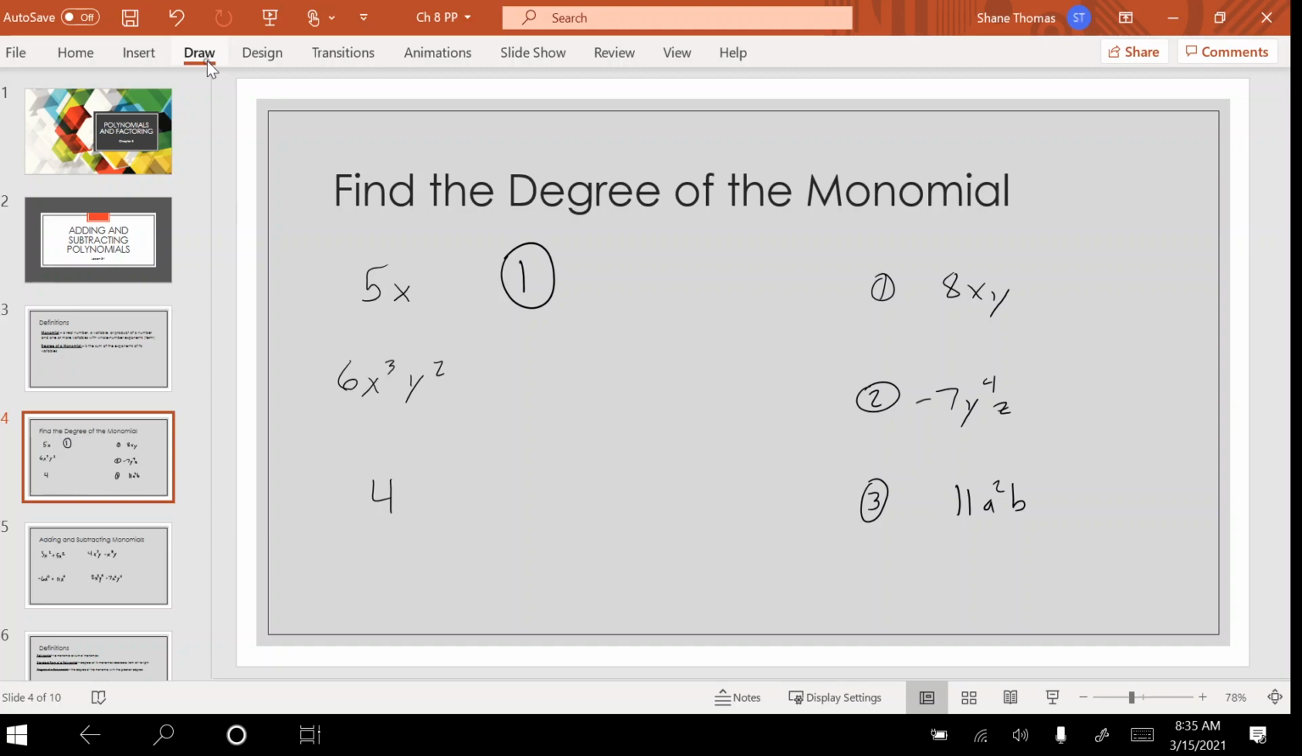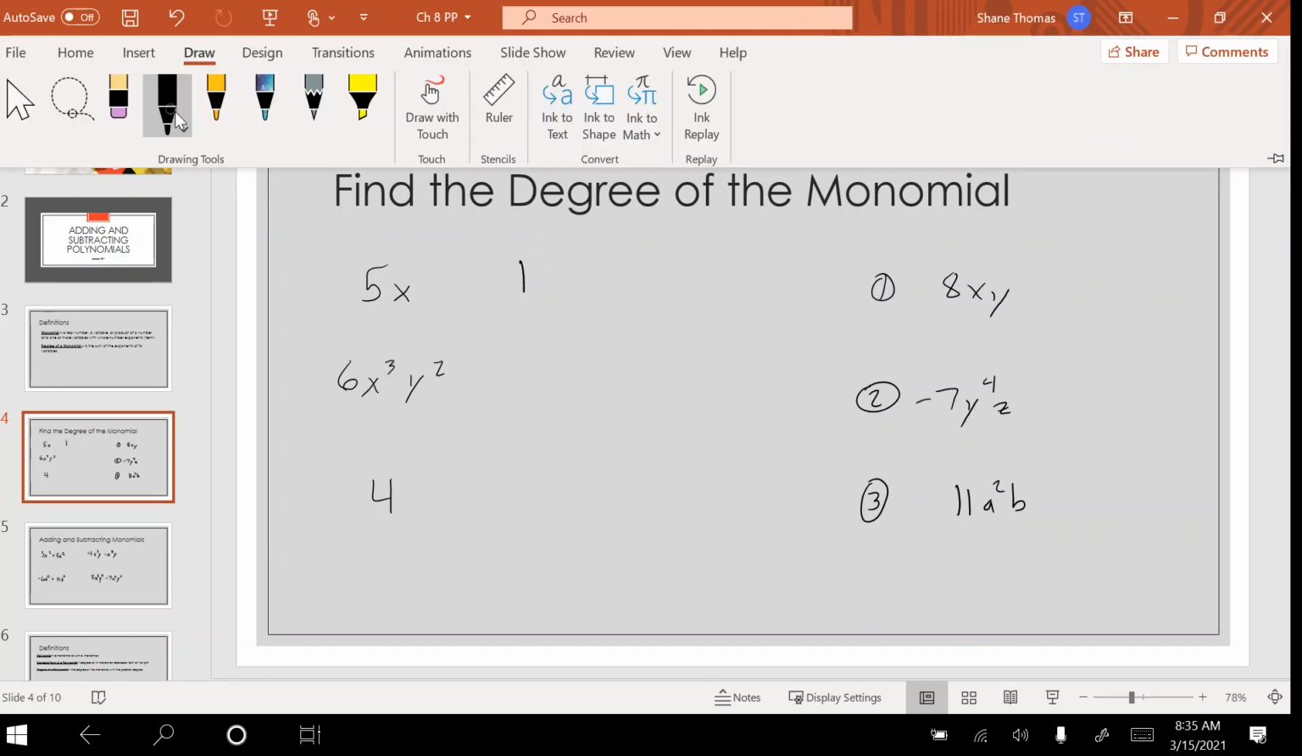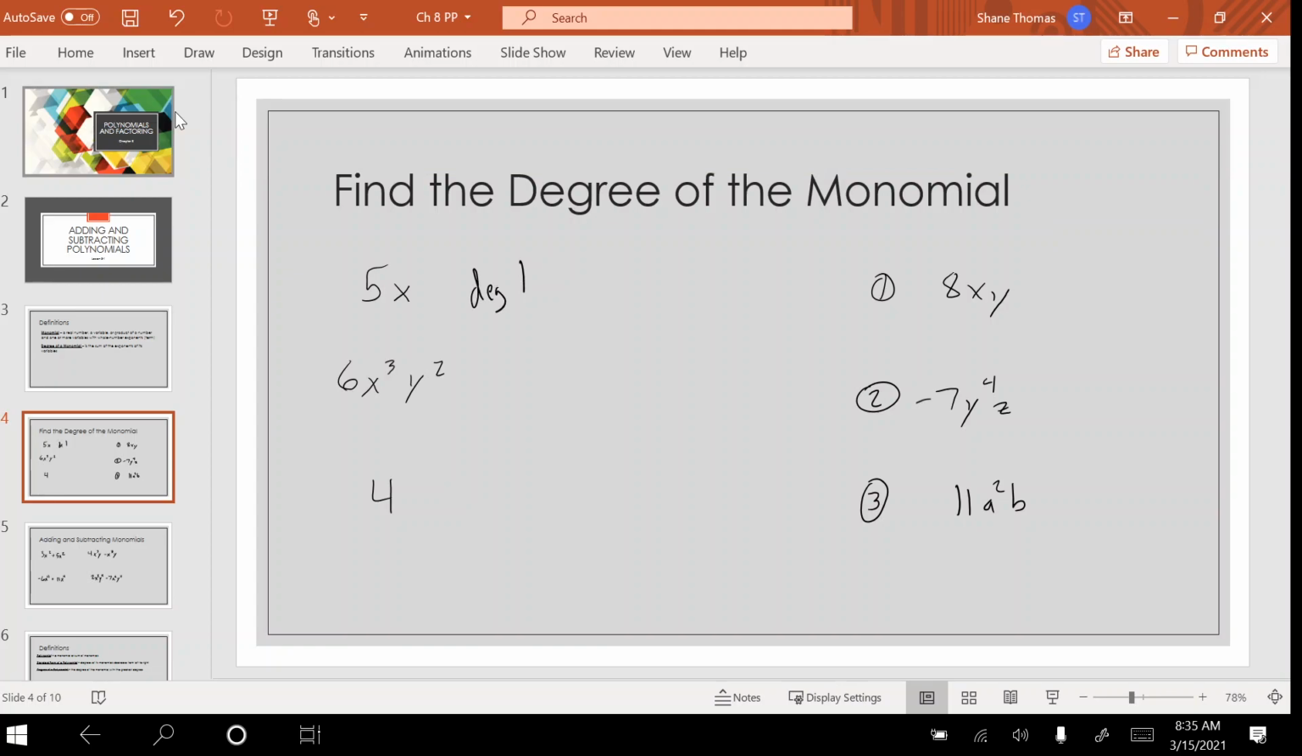Right? Now, typically, I don't like this. We would write it like this, like degree 1. Just put deg 1. Okay? All right. Second one. This one's a little trickier. We got a 3 and a 2. We want the sum of it, though. What's 3 plus 2? 5. So what's the degree? Degree 5.